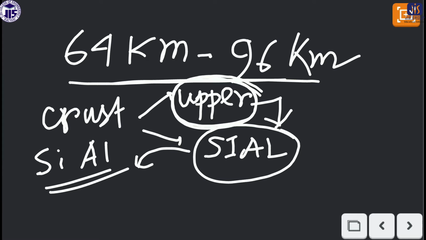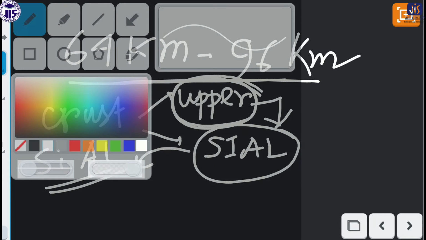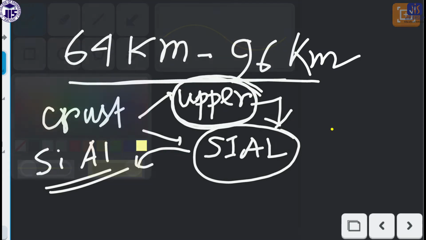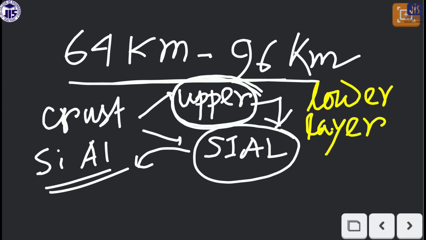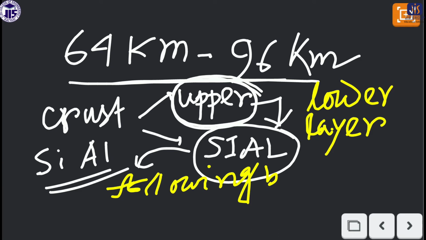And in the same way, there is another layer, called the lower layer. The lower layer is the layer following the upper layer, and it is mainly composed of the layer following the upper layer.